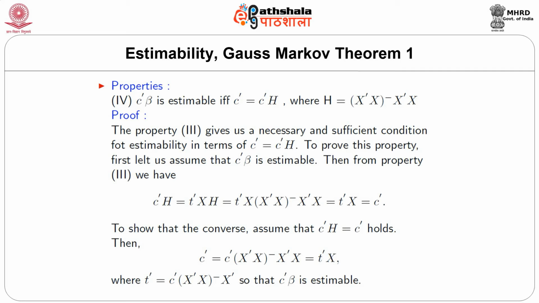The property 3 that we proved just now gave us a necessary and sufficient condition for estimability in terms of C transpose equals C transpose H. To prove this property, we can proceed in the following way. First, let us assume that C prime beta is estimable. We are going to show that C prime equals C prime H. Then from property 3, we have C prime H equal to T transpose XH because C transpose was T transpose X.